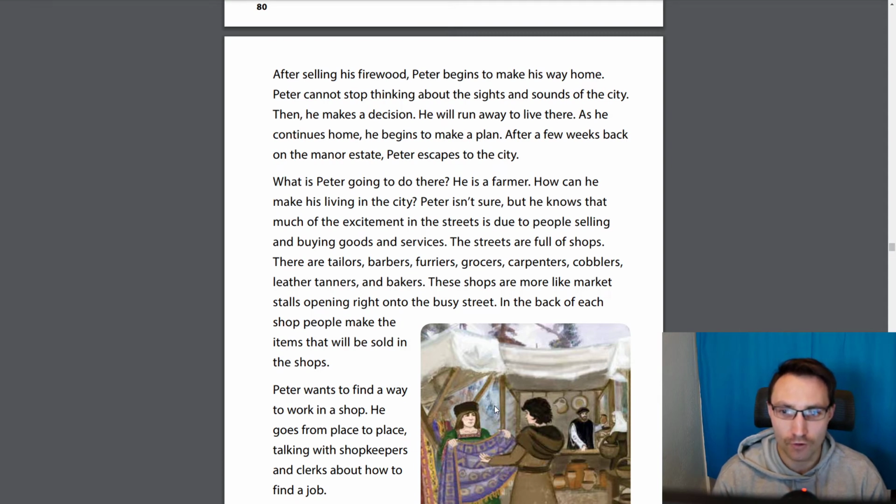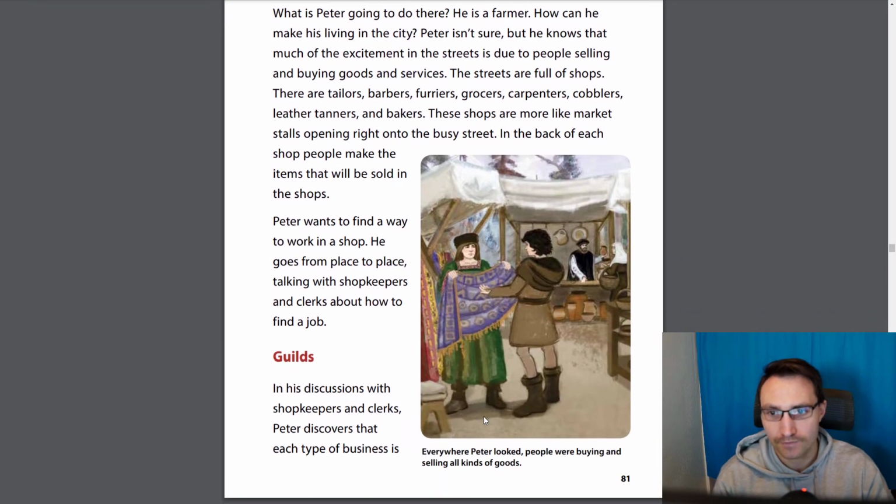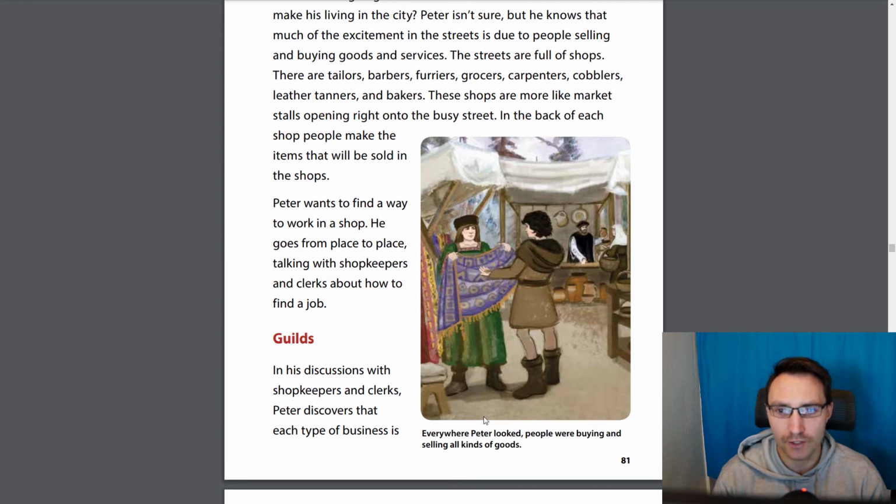The streets are full of shops. There are tailors, barbers, furriers, grocers, carpenters, cobblers, leather tanners, and bakers. These shops are more like market stalls opening right onto the busy street. In the back of each shop, people will make the items that will be sold in the shops. Peter wants to find a way to work in a shop. He goes from place to place, talking with shopkeepers and clerks about how to find a job.